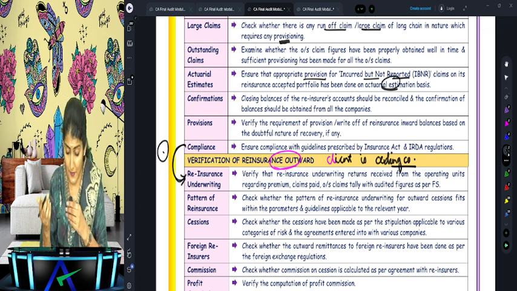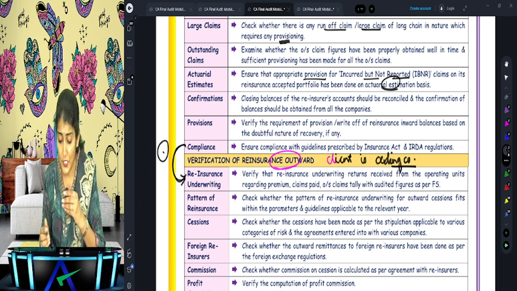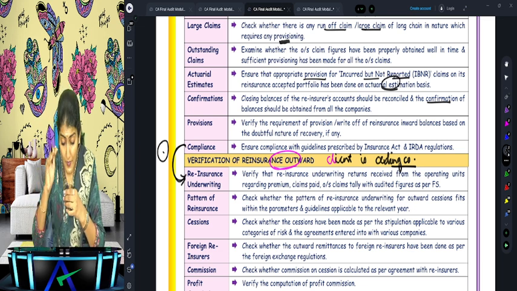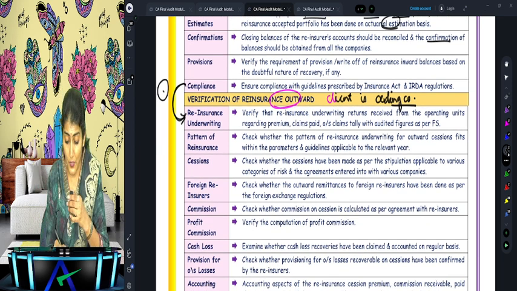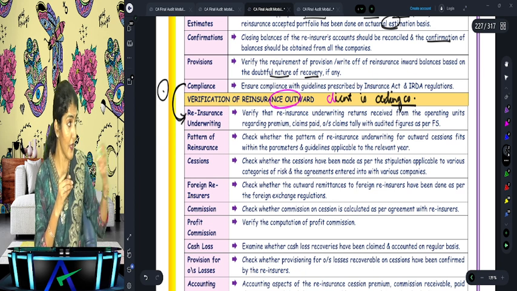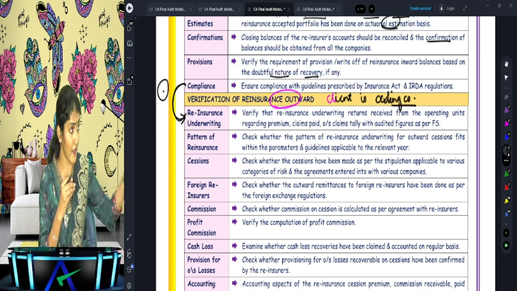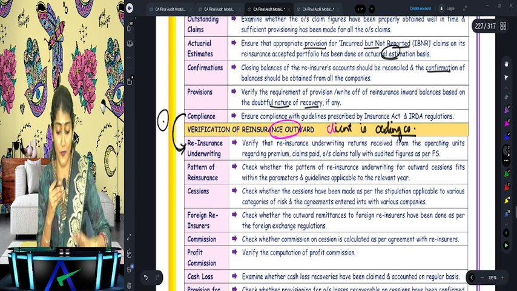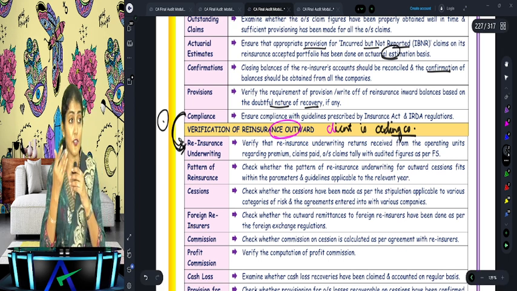So actuarial estimate. Then again, closing balances of the reinsurer's account should be reconciled and the confirmation of the balances should be obtained from all the companies. So that's the confirmation. Then verify the requirement of provision or write-off of the reinsurance inward balance based on the doubtful nature of the recovery. So I gave the reinsurance. Insurance company A gave the reinsurance. Okay, so in that case, I am going to receive the premium, but it looks doubtful that I will receive the premium. So that says you need to make a provision if it is of doubtful nature of the recovery. And then this is the first point for the next heading, reinsurance outward.